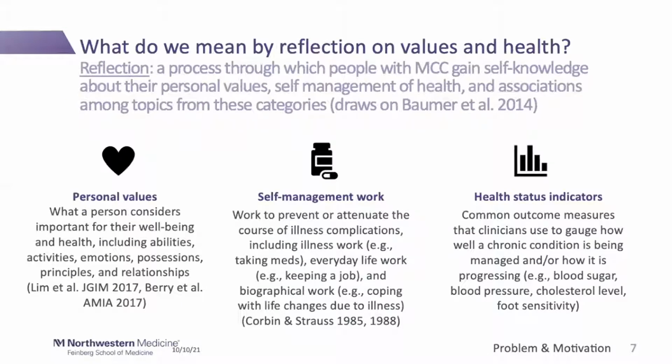Here are a few key concepts to know before we get into the details. We define reflection as a process through which people with MCC gain self-knowledge about their personal values, self-management, and associations among those topics. Personal values are what a person considers important for their well-being and health. Self-management work is done to prevent or attenuate the course of illness complications. And health status indicators are common outcome measures that clinicians use to gauge how well a chronic condition is being managed.